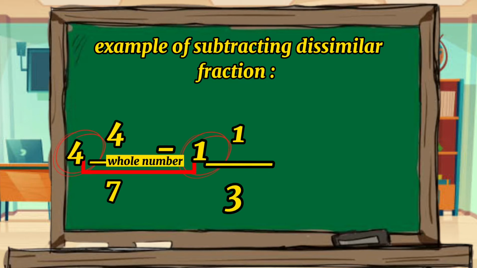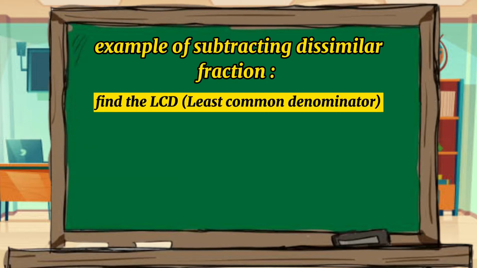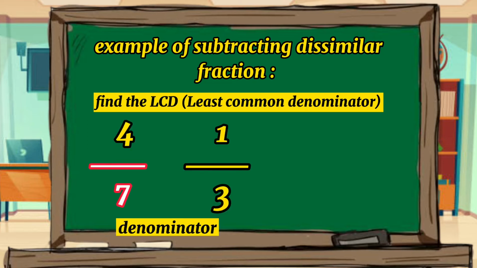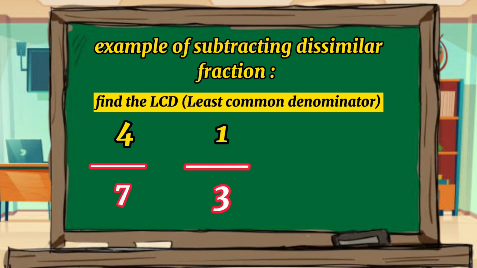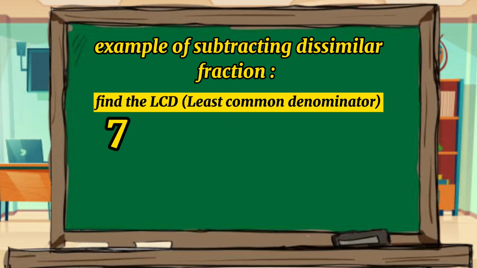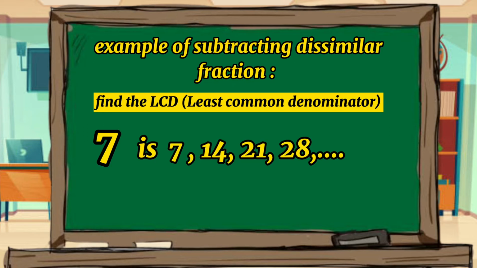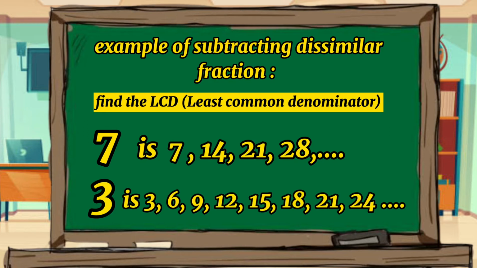Set aside the whole numbers first. Let's find the LCD, or the least common denominator, of the given fractions. In 4 over 7, 7 is the denominator. In 1/3, 3 is the denominator. The multiples of 7 are 7, 14, 21, 28, and so on. While the multiples of 3 are 3, 6, 9, 12, 15, 18, 21, 24, and so on. The least common denominator or LCD of 7 and 3 is 21.